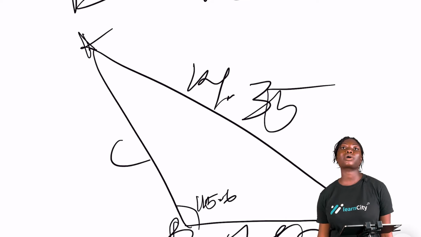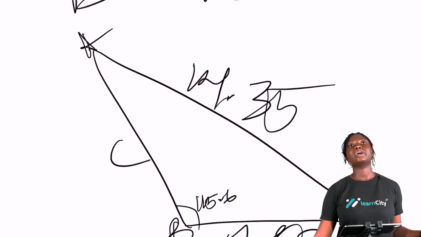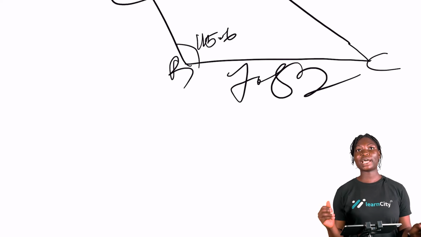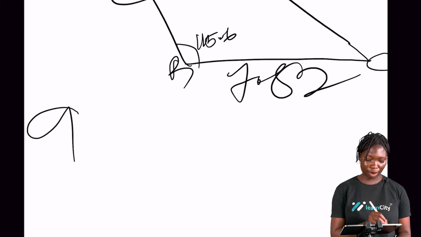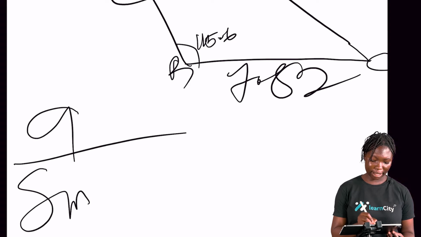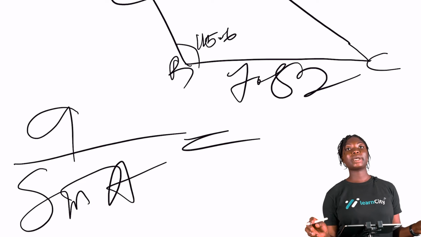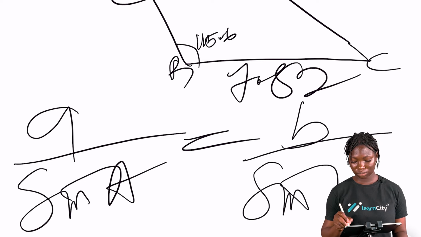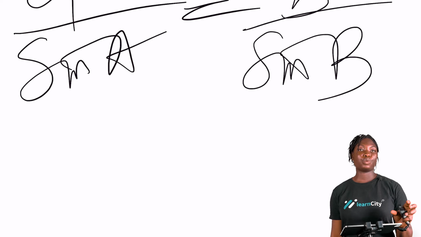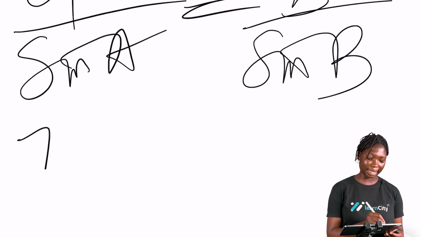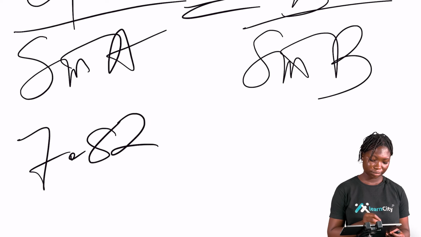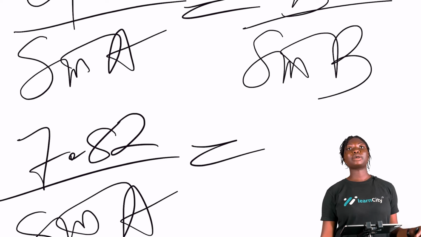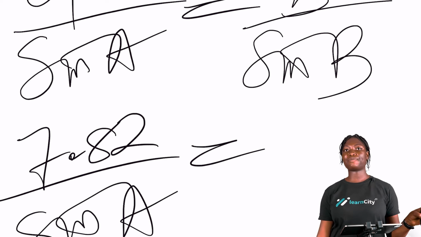So what do we do? We are going to use a over sine A equals b over sine B, since we have to look for our angles. So we have 7.82 over sine A is equal to 14.35 over sine 115.6.